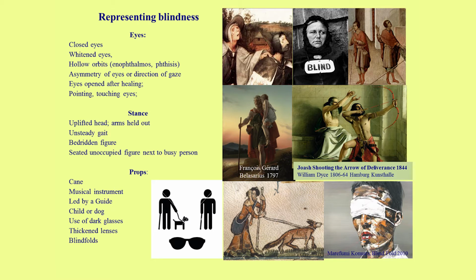Modern images would use dark glasses, and you can see this iconography is the same today. Stick, dog, glasses, they weren't present because they hadn't been invented at this period, as we know. Also blindfolds. And blindfolds indicating temporary or permanent blindness are used in very, very old images indeed.